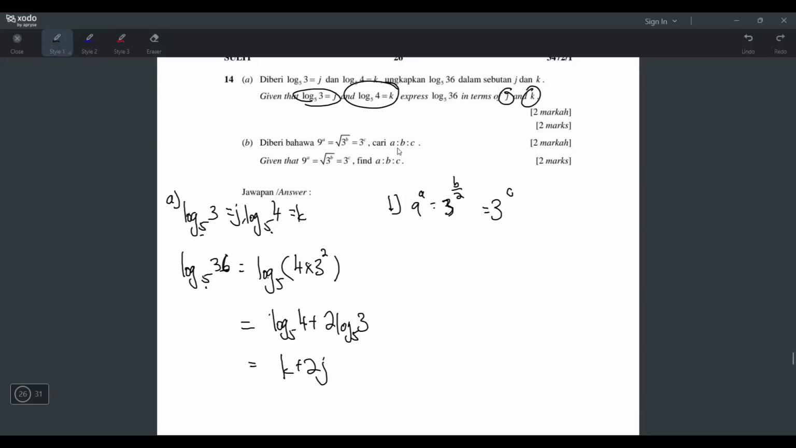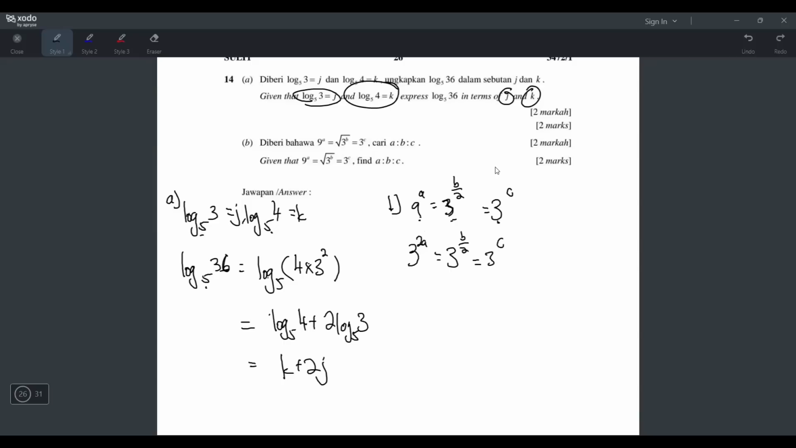Okay, now how to continue? They want to find A ratio B ratio C. Okay, let's try to make it the same base lah. Because I realize can change to same base, right? This one is base 3, and I know 9 can change to base 3. So let's try to do that. 3 power 2A, because 9 is 3 power 2. But then you have to power A, so 2 times A is 2A. And then equals 3 power B over 2 equals 3 power C. Okay, so far it's like that.